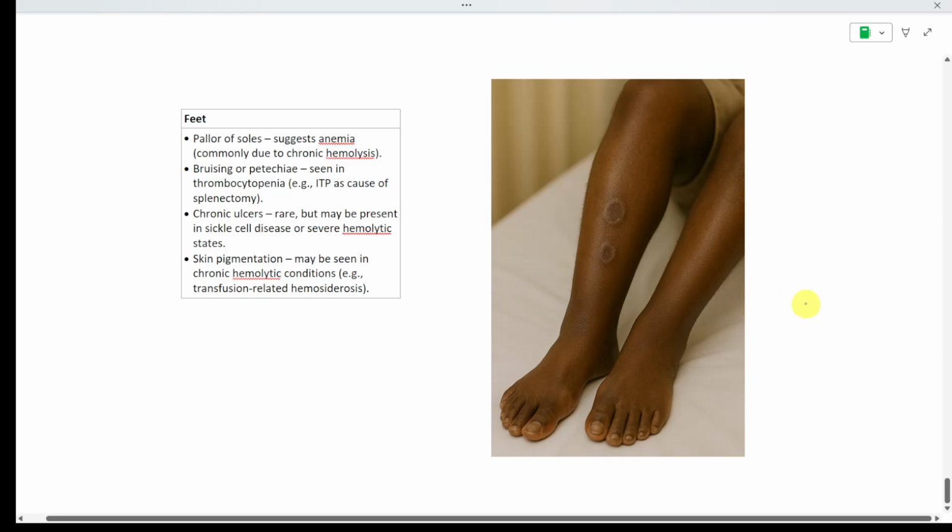You go to the feet. In the feet you can look for the pallor of the soles that suggests anemia. Other than that, you can also see if the patient is sickle cell or has some other hematological condition. They usually tend to have ulcers over the legs as well, so don't miss those out. Also look for the skin pigmentation, which is usually seen in these hemolytic conditions.